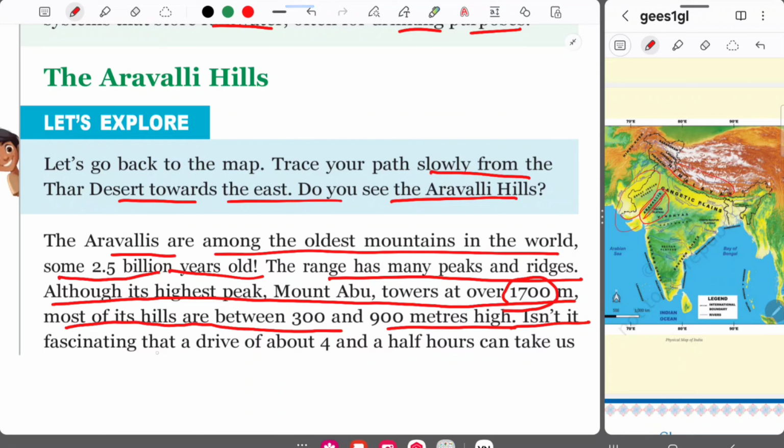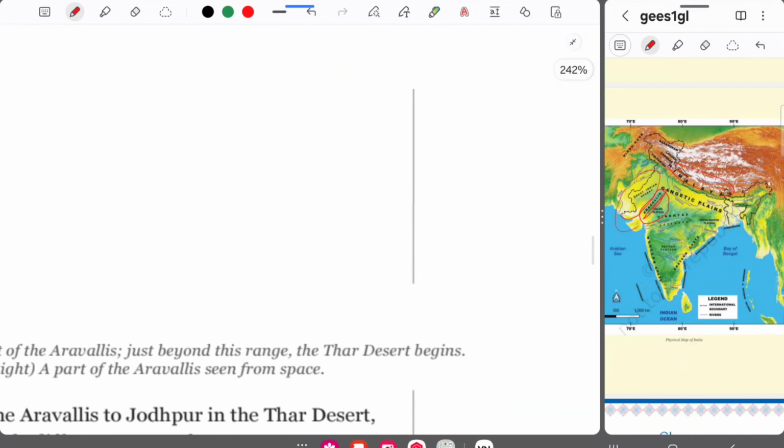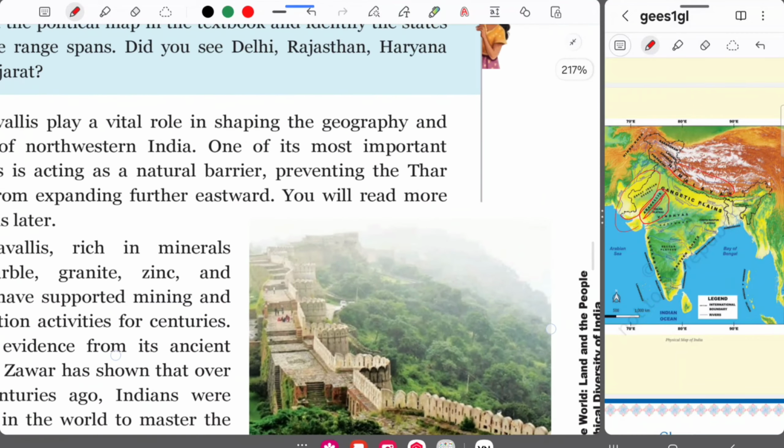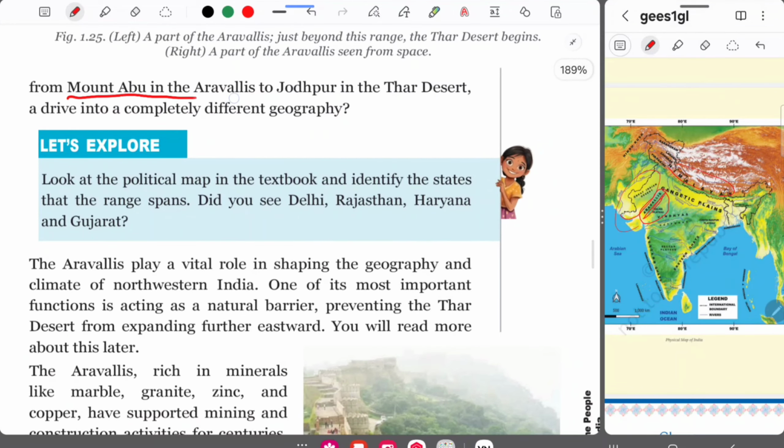Isn't it fascinating that a drive of about 4.5 hours can take us from Mount Abu in the Aravallis to Jodhpur in the Thar desert? Drive into a completely different geography. See, when you drive from Mount Abu in the Aravalli hills to Jodhpur in the Thar desert, what happens? You will be in a completely different geography, isn't it?